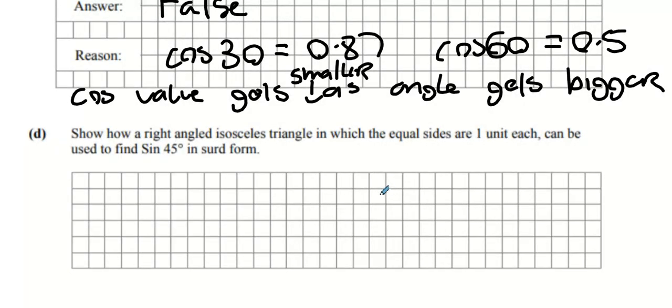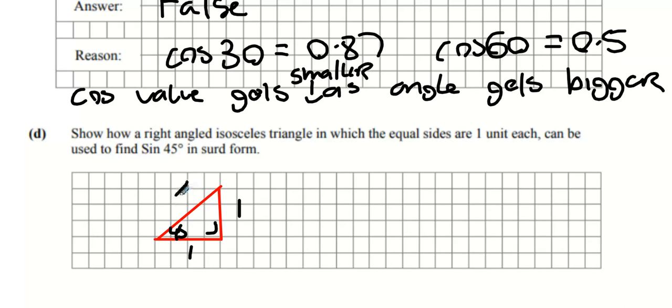Show how a right-angled triangle in which the sides are equal to 1 unit can be used to find sine 45 degrees in short form. Now, would everybody agree with this triangle here? Would everybody agree that it's 45 degrees? Well, how do we know it's 45 degrees? The two sides are equal to each other. Because they're equal, the other two angles have to add up to 90 degrees, and both the angles are the same size, 45 degrees.